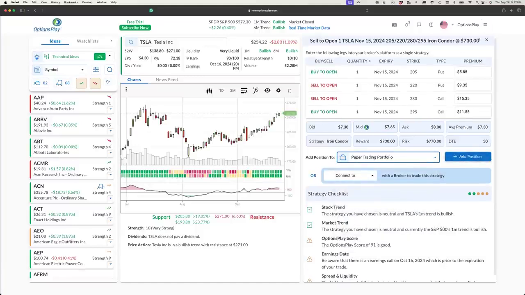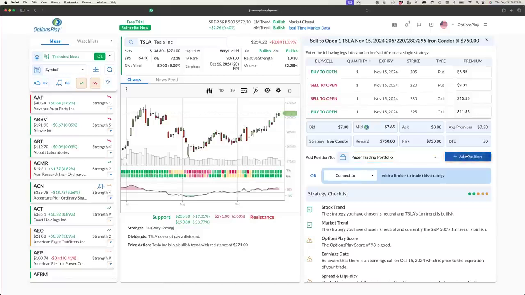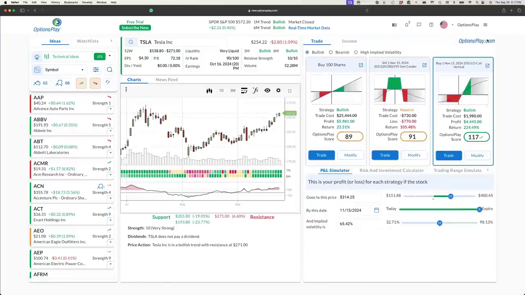Now, let's say you executed this trade for something different than $7.30. Let's say you executed this trade for $7.40 or $7.50, right? Then you can type in the premiums that you actually received. Say I add it to my paper trading portfolio, add the position, and now you will have this position in your OptionsPlay portfolio, right? So that's the easiest way to enter your positions.